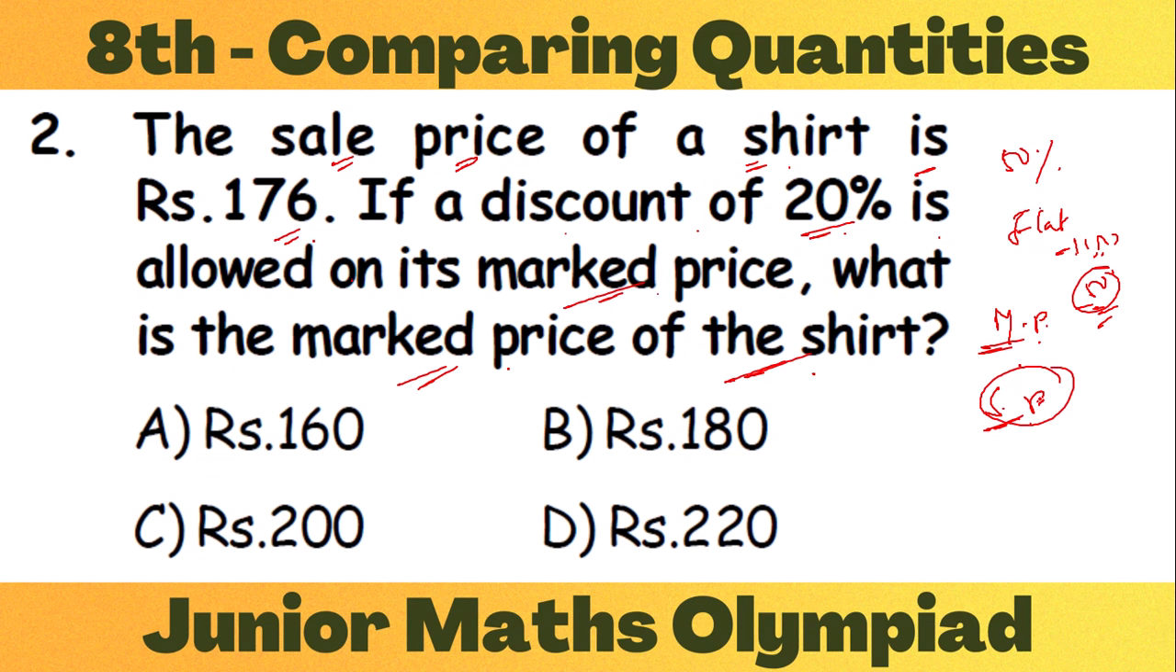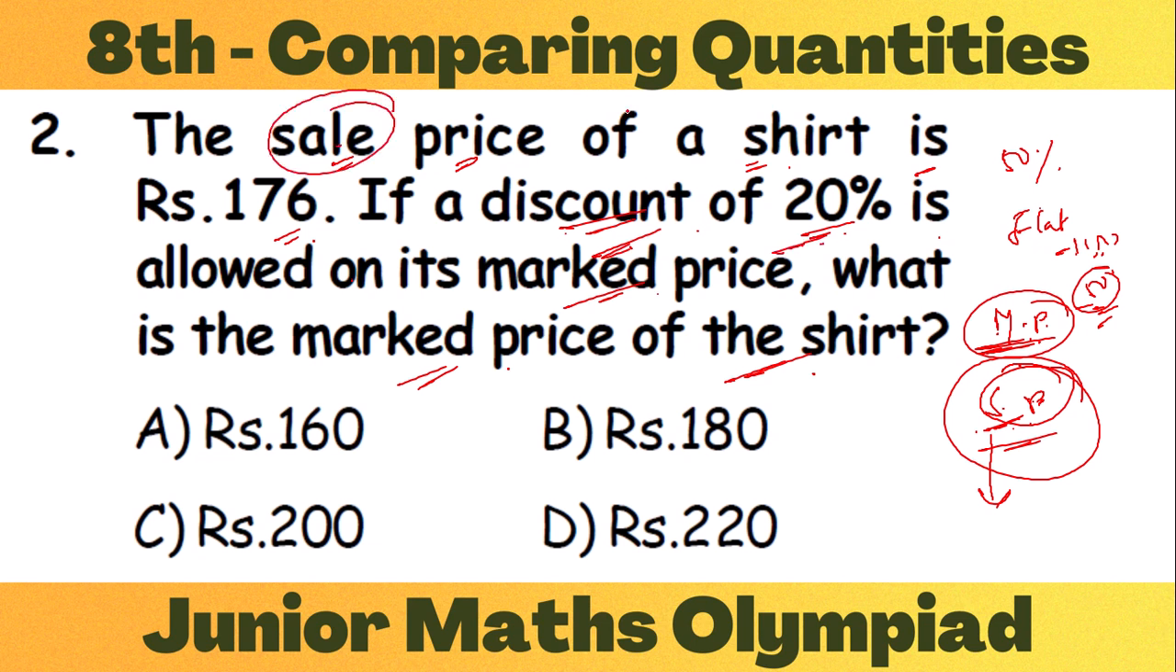If it is festival time, discount will come. If it is year-end, discount will come. Or for old stock, discount will come. So that's why market price will be fixed, but selling price will be changing continuously depending on the conditions. How they will change the price is based on this discount. They offer a discount. Now the sale price of a shirt is rupees 176 and the discount is 20%.